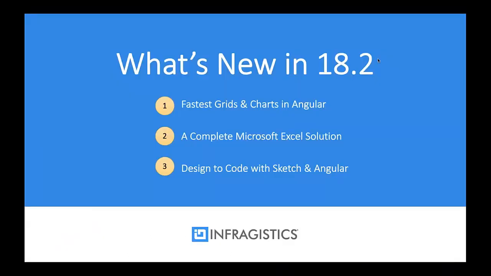So now that you have a quick overview of what's in Ultimate, many of you know that, but I think there's a lot of new things in there, especially around what we're doing in Angular and what we're doing in Sketch. Let's take a look at what's new actually in 18.2. What did we ship last week? So there's 3 areas of focus in 18.2. Number 1, we are still focused on being the fastest grids and charts in Angular. This is super, super important.